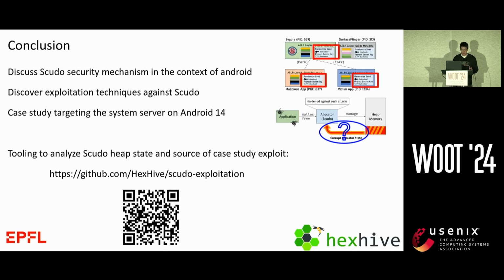Yeah, so this brings me to the end of my talk. I discussed the security of Scudo in the context of Android. We showed some exploitation techniques against Scudo. We have a case study targeting the system server on Android 14 to show that this is realistic. If you're interested in this, we have a repository with a bunch of tooling to analyze Scudo: a GDB plugin to look at the heap state, some heap menu programs to play around with the exploitation techniques, and also the source code for the case study.